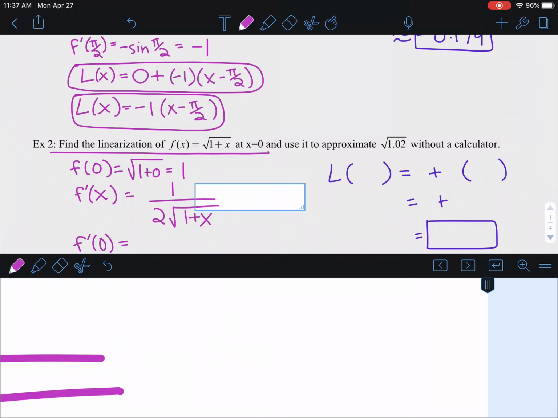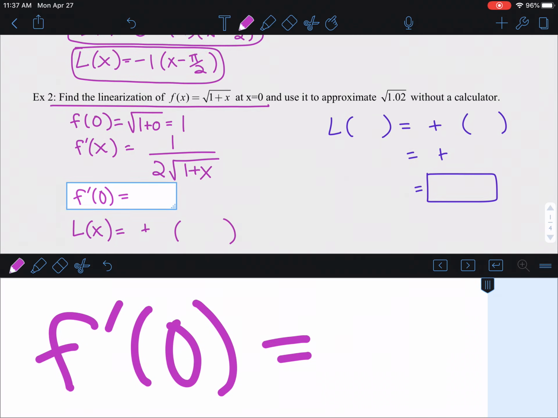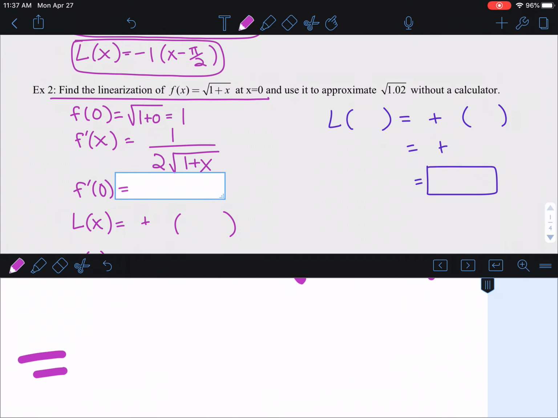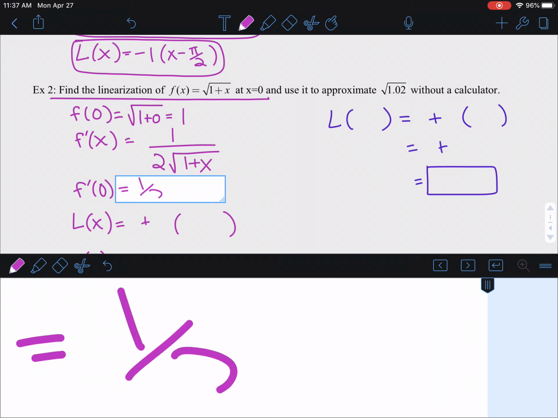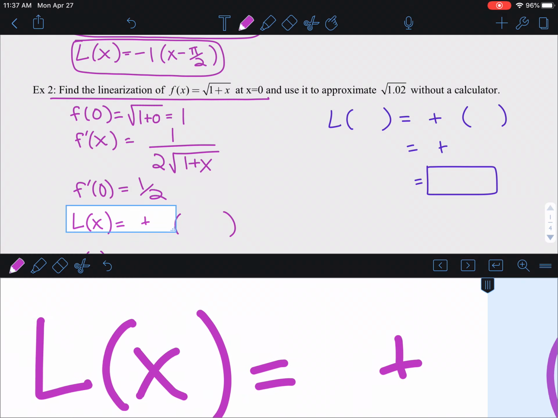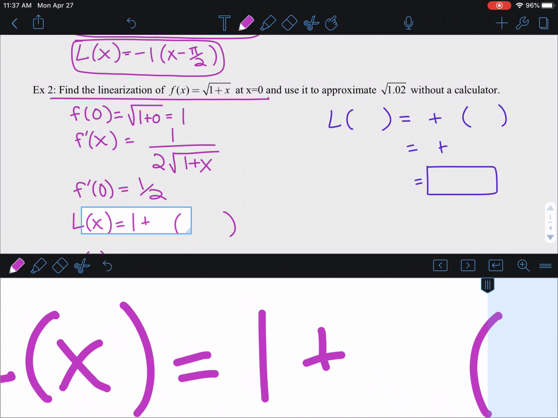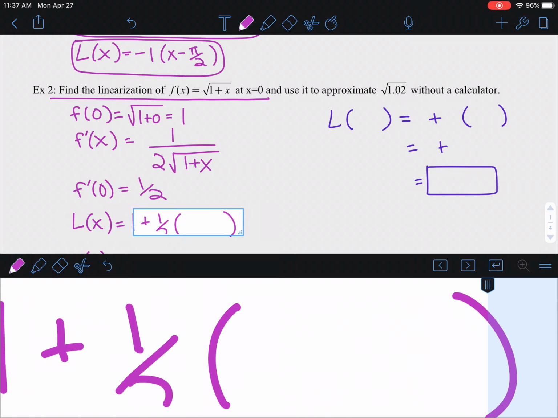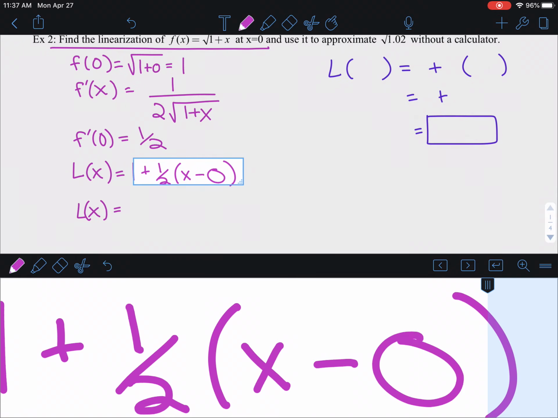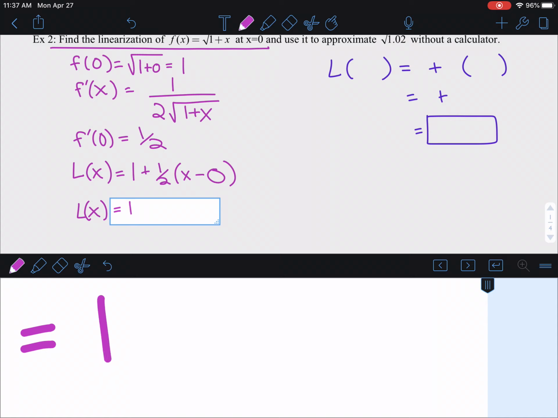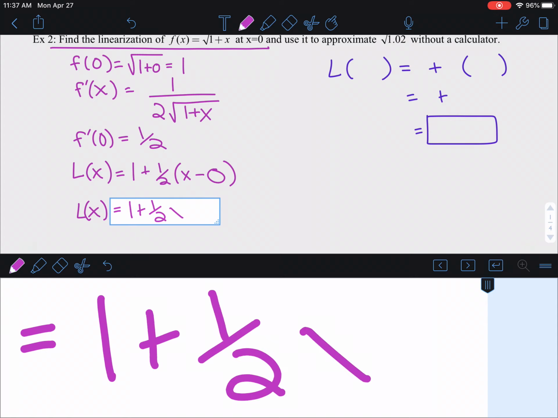Okay, and now f prime of 0, if I plug 0 into this, I'm going to get root 1 again, which is 1, times 1/2. I'm going to get just 1/2. Okay, so what's the equation of my tangent line? What's my linearization? L of x equals f of a, which is 1, plus the slope, which is 1/2, times x minus a. And I'm going to go ahead and simplify this and distribute. I'll get 1 plus 1/2 x.